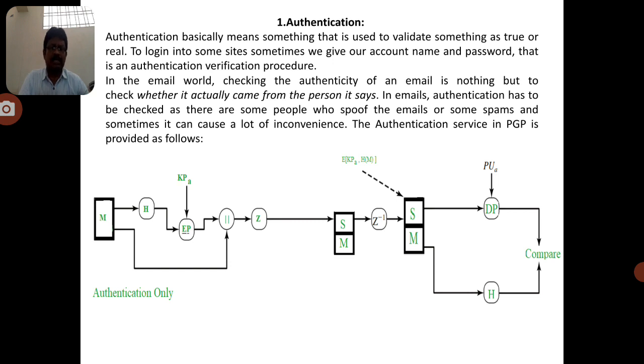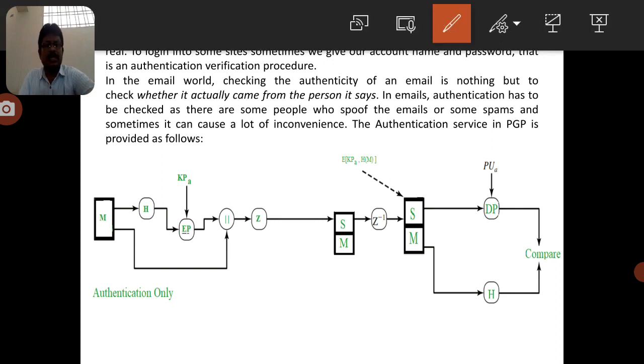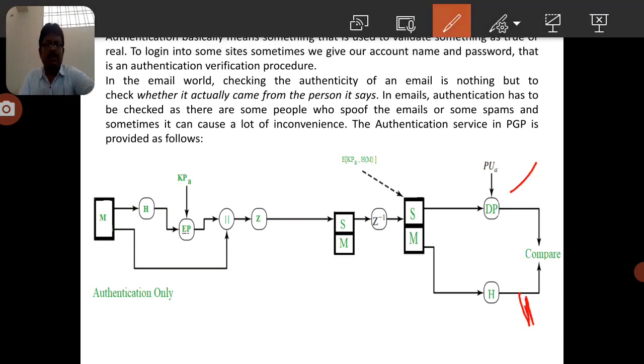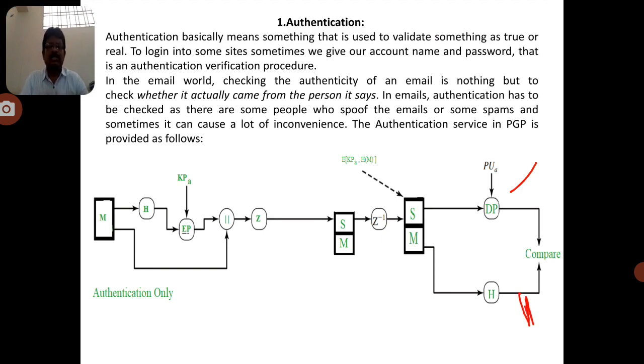And now we can apply public key decryption with the public key of the sender. Then the message is revealed, and finally the hash function is applied to the message M in the decryption. Now we can compare H of M and H of M. You can observe this is H of M and this is also H of M. If both H of M messages are equal, then it is provided as its authenticator.